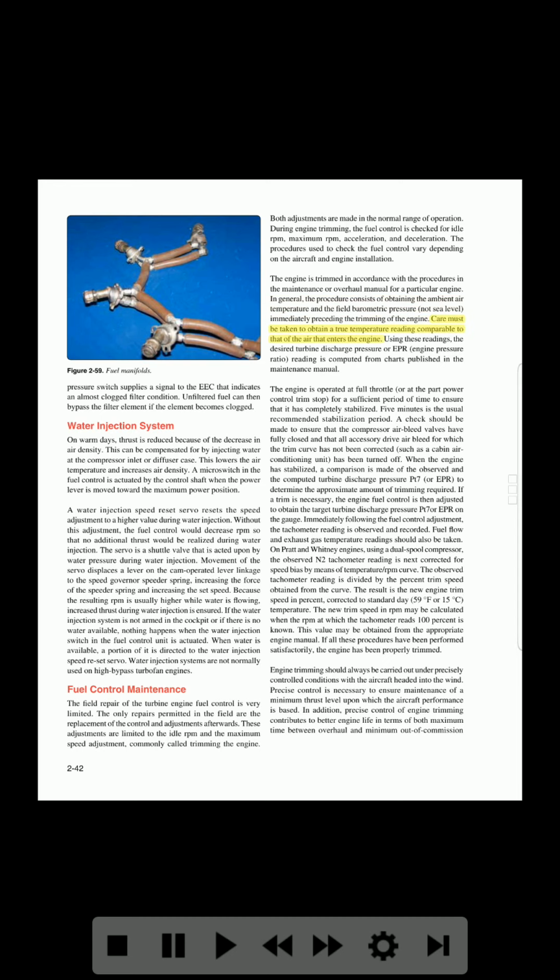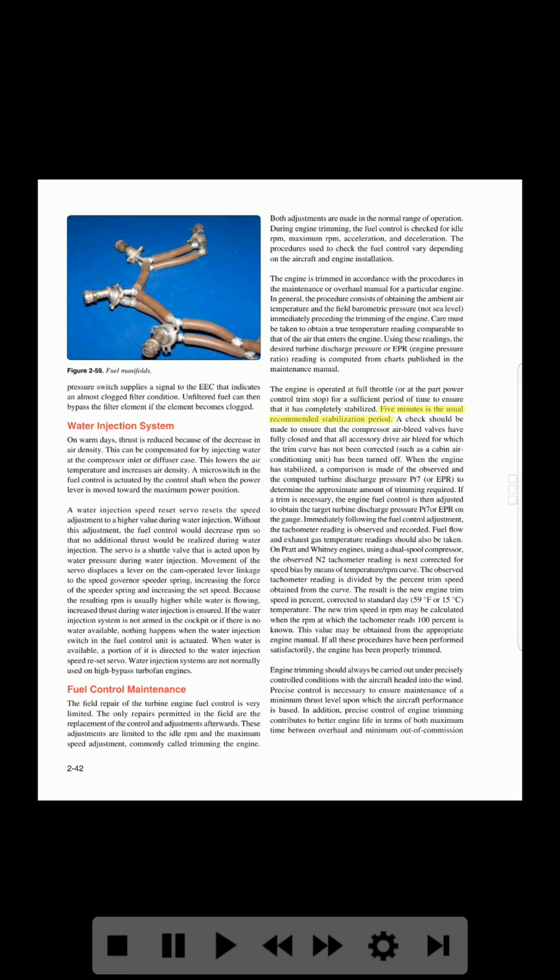Care must be taken to obtain a true temperature reading comparable to that of the air that enters the engine. Using these readings, the desired turbine discharge pressure or EPR, engine pressure ratio, reading is computed from charts published in the maintenance manual. The engine is operated at full throttle, or at the part power control trim stop, for a sufficient period of time to ensure that it has completely stabilized.